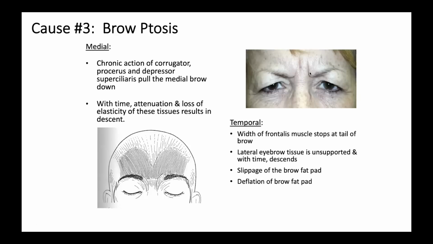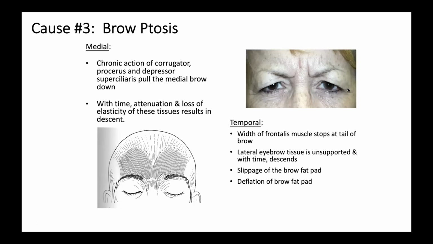And a lot of this can happen because of maybe chronic overaction of these muscles that are bringing the eyebrow down and in. These are caused by the corrugator muscles and the procerus muscles, but also the lateral brow. This area of the skin and the brow itself can sometimes just fall with aging as well.